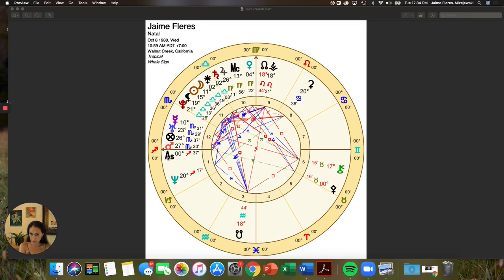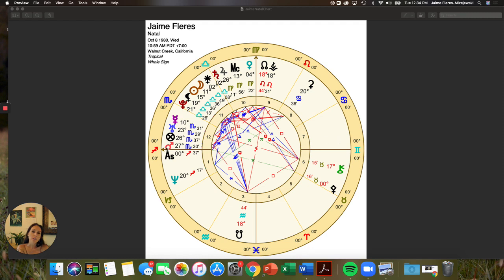Now, one of the things that's missing on this chart is the DS or descendant, and it's over here, same degree, opposite sign, so it would be in Gemini. So my DS would be here, and that's relevant because we're going to talk about that during one of our classes. So you're going to have to imagine it and draw it in there.